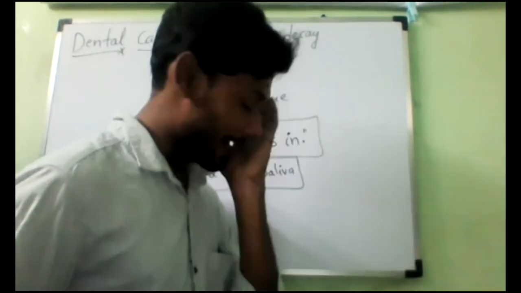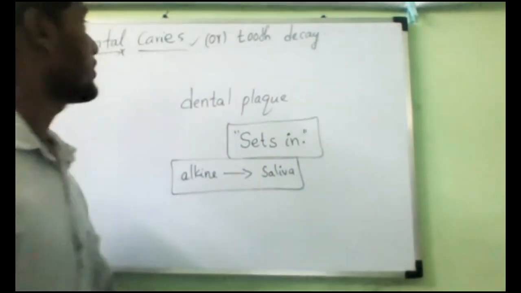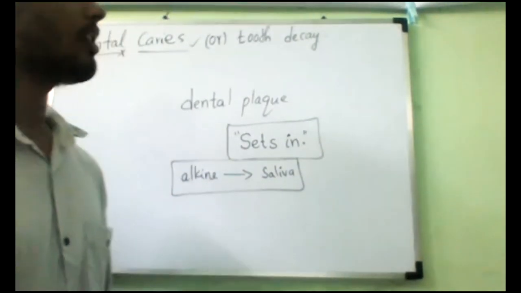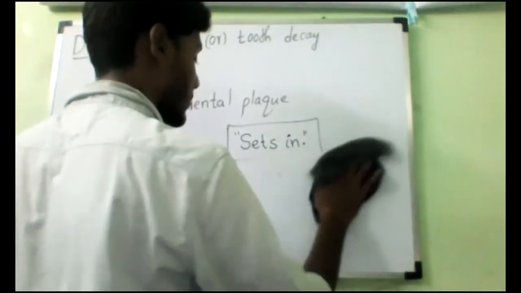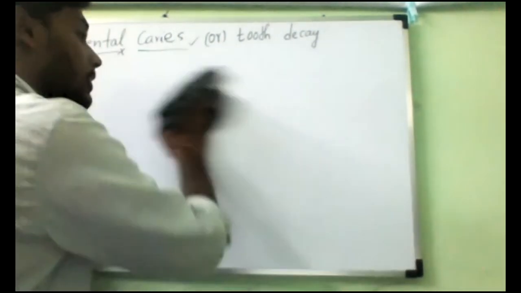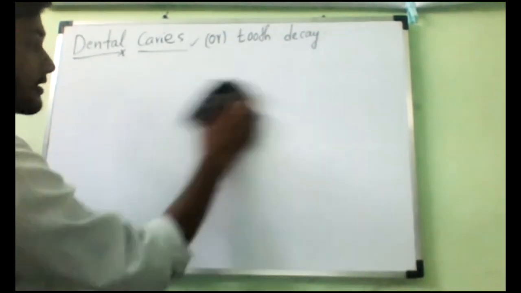So this is all about dental cavities, or tooth decay, or what we call dental caries. Now this concept is over. Related to this, I will give you questions to solve. No problem. Understanding? If it is over, then we'll go to the next part of this chapter.